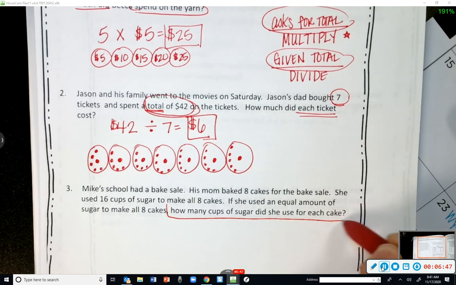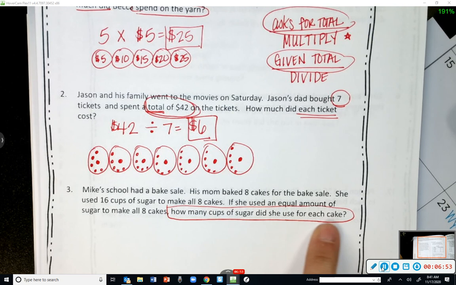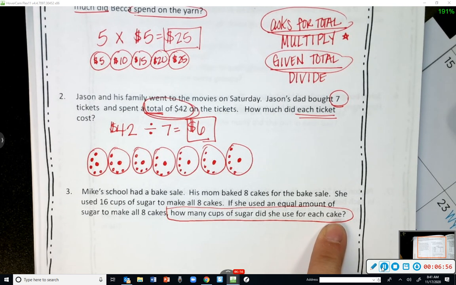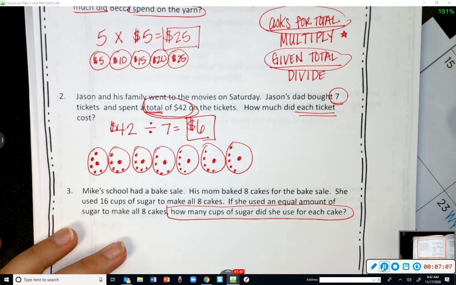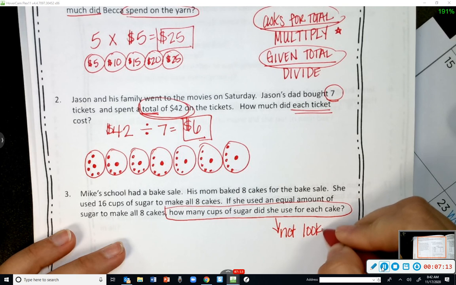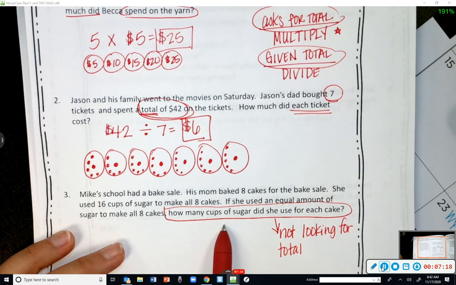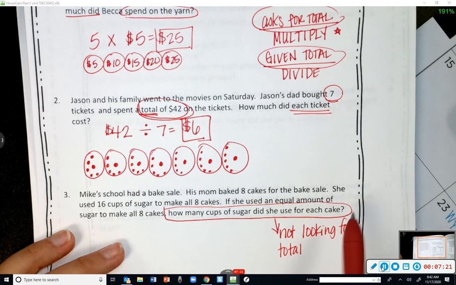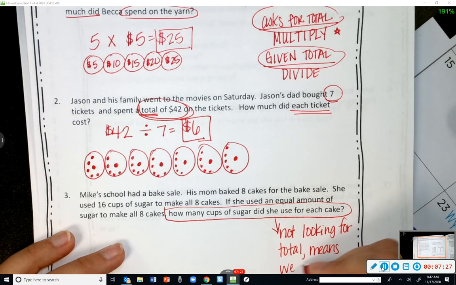Okay, so let's look at the question part right here. If it says how many cups of sugar did she use for each cake, does it want to know the total amount of sugar in all or just for each cake? For each cake. So are you dividing or multiplying? Dividing. Good. You're not looking for a total. So when it says how much did she use for each cake, that means we divide.